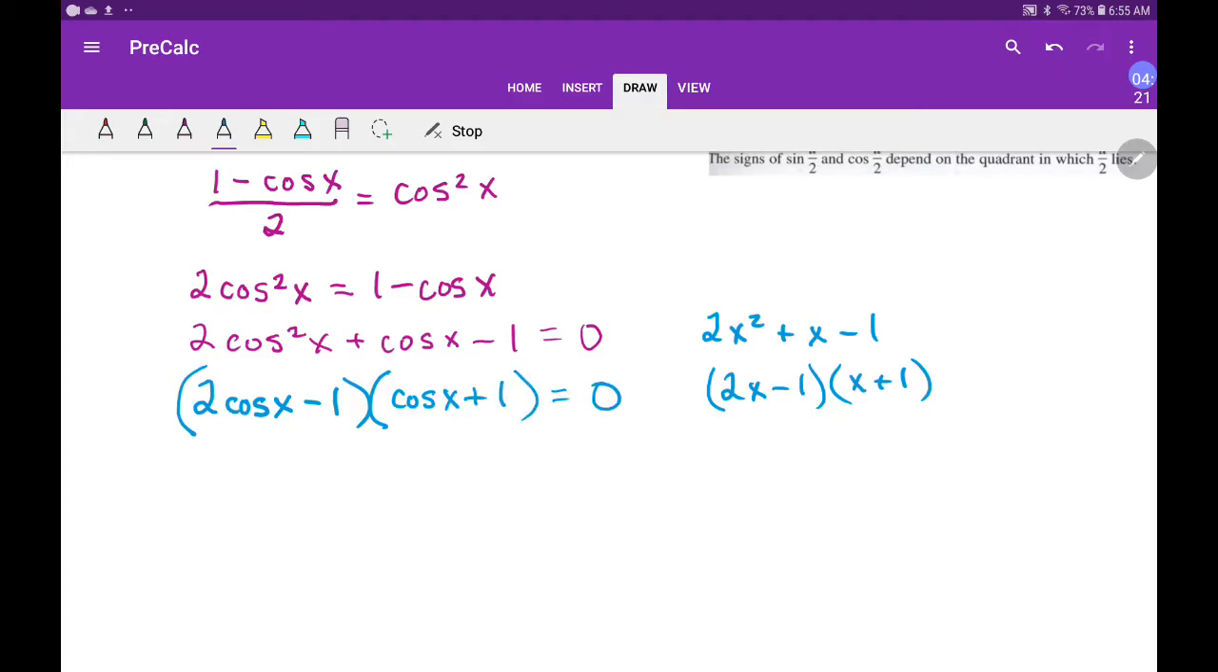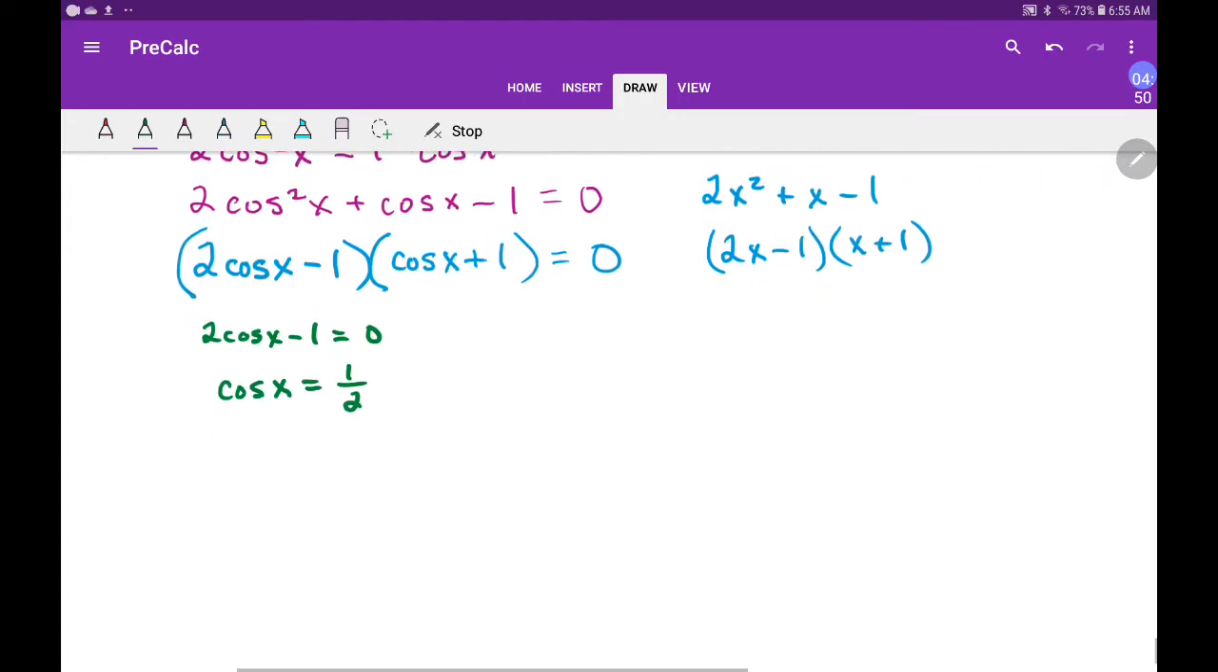And that gets me the same thing. I get 2 cosine squared x, plus cosine x in the middle, and minus 1 constant. Hopefully you can see I just substituted cosine x in for x. Now let's see. I have 2 cosine x minus 1 equals 0. So therefore cosine x is going to equal 1/2.